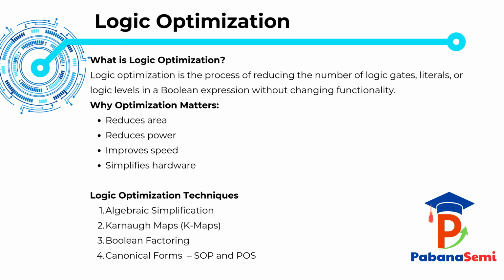Logic optimization techniques. There are several common techniques used for logic optimization. The first method is algebraic simplification. Here, we use Boolean laws to simplify expressions mathematically. The second method is Karnaugh Maps, or K-maps. K-maps provide a visual way to simplify logic by grouping adjacent ones or zeros. The third method is Boolean factoring. This technique reduces gate count by factoring common terms from expressions.